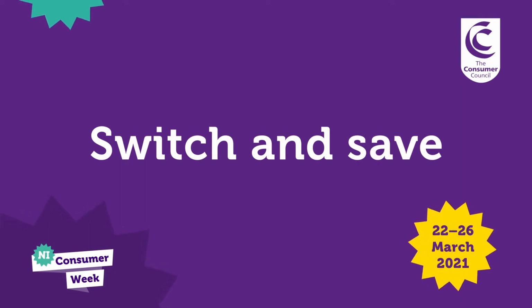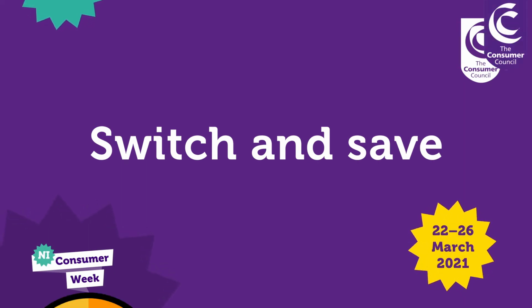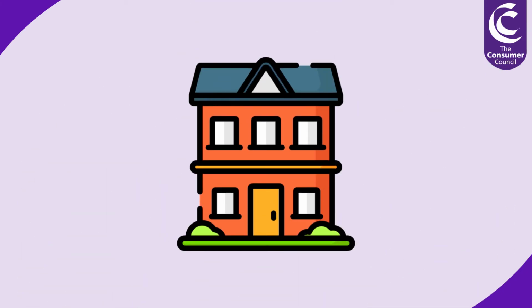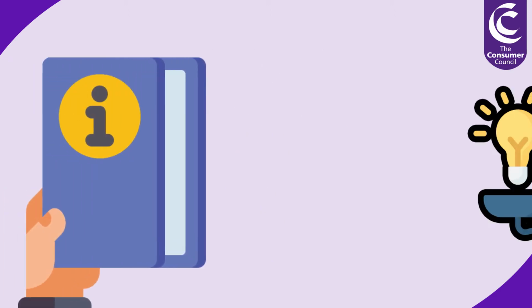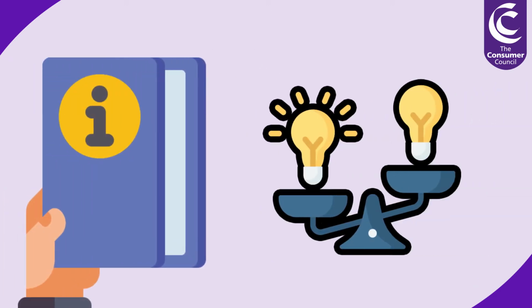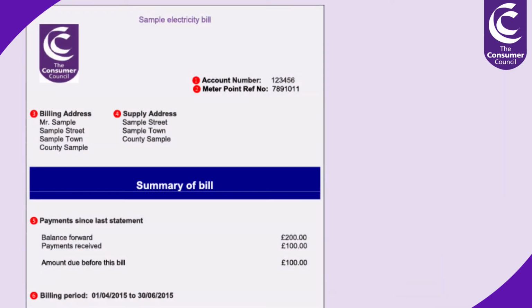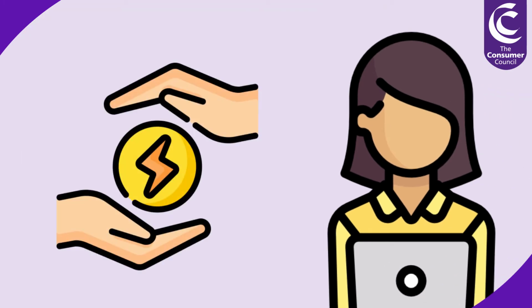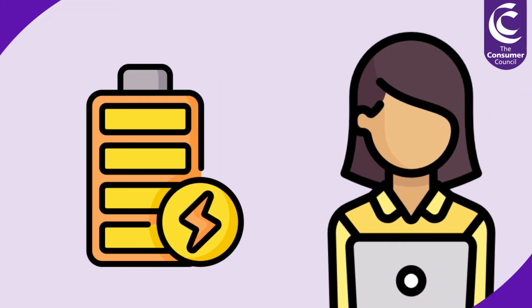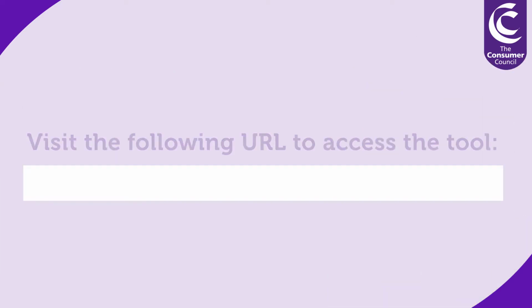The Consumer Council has a range of tools to help you save money on your home energy costs and make sure you're getting the best deal. This video is a step-by-step guide of how to use the electricity price comparison tool. Have a copy of your latest bill handy. You will need it to check which product you are currently using and how much electricity you are using.